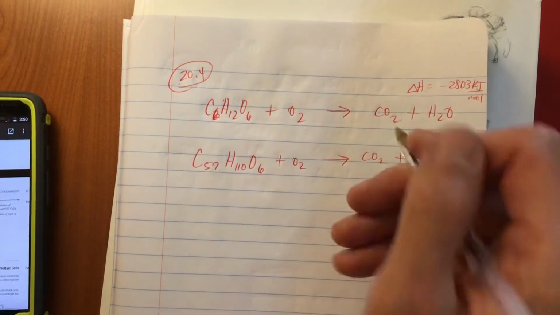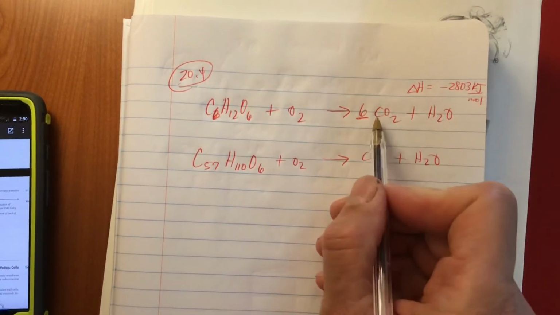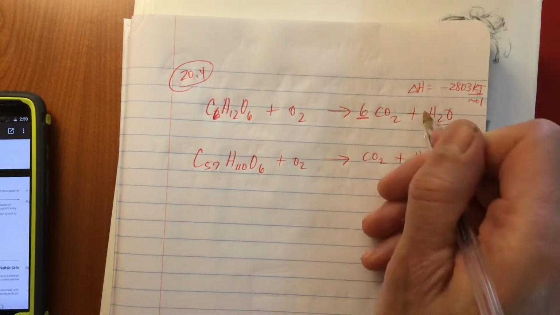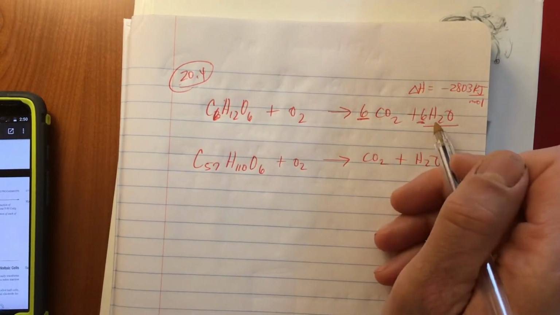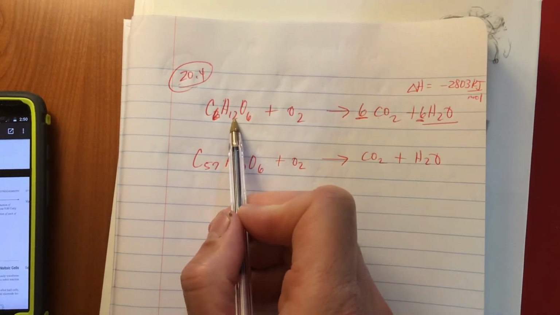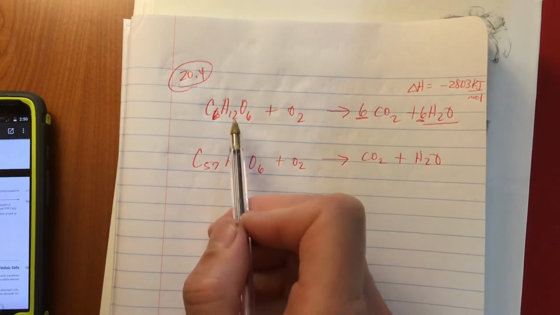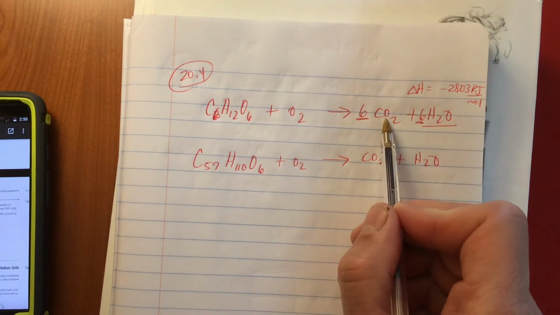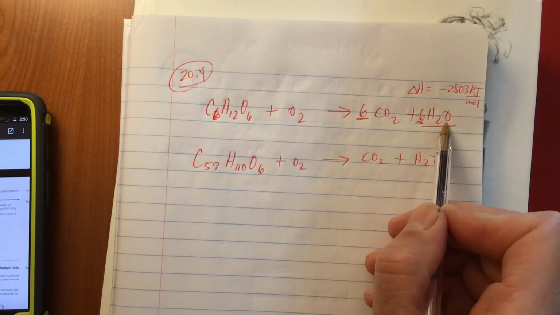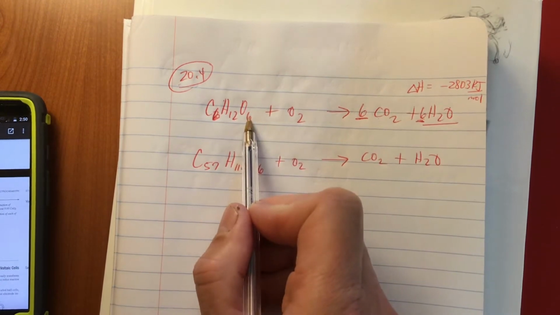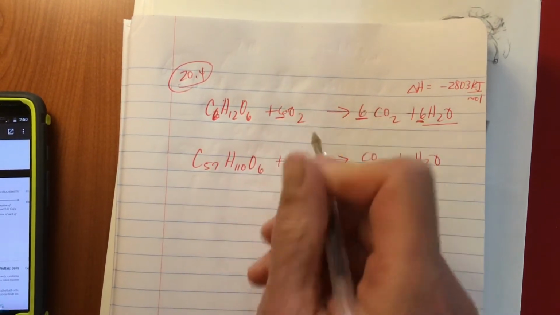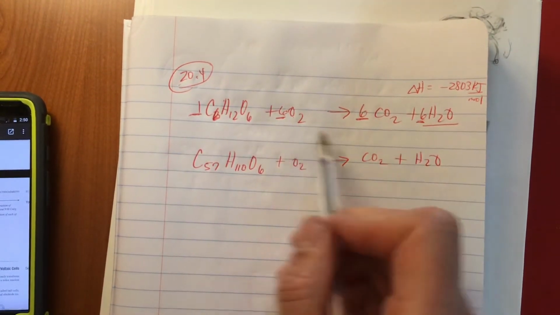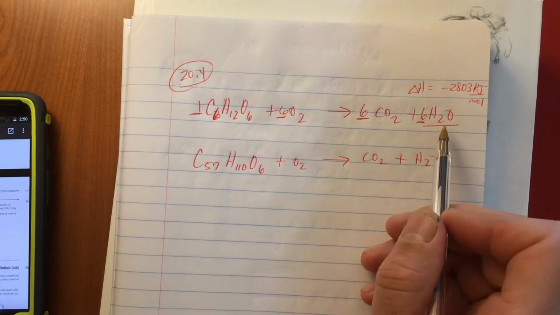So balancing these, I'm going to put a 6 here on the carbon dioxide to balance the carbon, 6 and 6. I'm going to do the same thing with the water to balance the hydrogens. And now for the oxygens, I've got 12 oxygens here, and I've got 6 here, so that's 18. So I have 6 here, so I need 6 here to add up to 18. So 12 plus 6 is 18. So I've got 1 glucose, 6 oxygen, 6 carbon dioxide, 6 water.